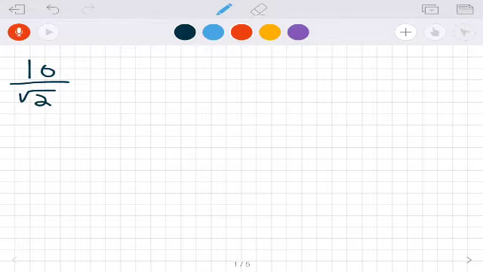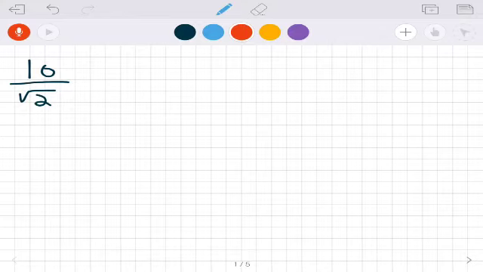So what we're going to look at here, we've got a fraction with a radical, a root symbol, in the denominator. And the rule for simplification says that in order to have a simplified fraction, you can't have a radical symbol in the denominator. It can be in the numerator, but not in the denominator. So what we want to do is get rid of this.